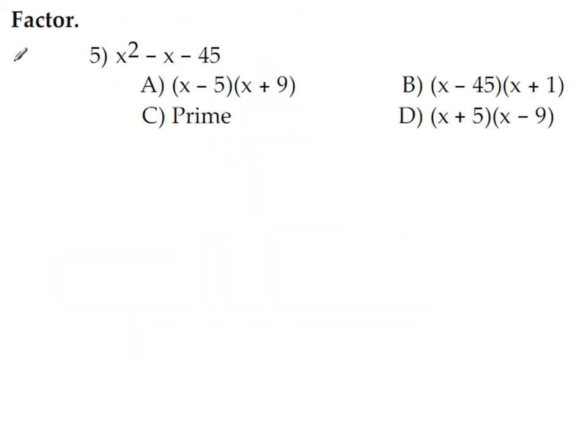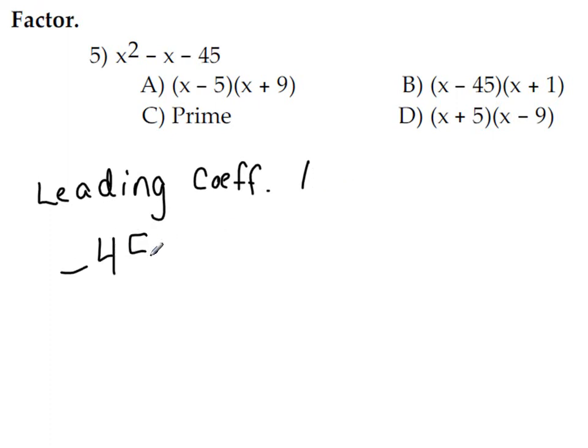Alright, number 5. We have x squared minus x minus 5, and it just tells us to factor. Now, the important part here is we have 3 terms, and the leading coefficient is 1. When the leading coefficient is 1, we find factors of c whose sum is b. And if you're not aware, b here is negative 1. So we're looking for negative 1.